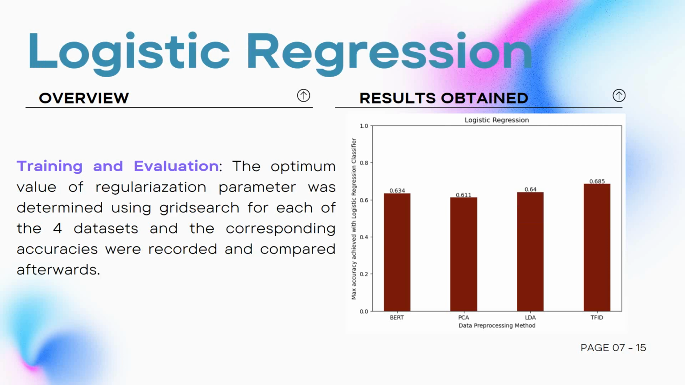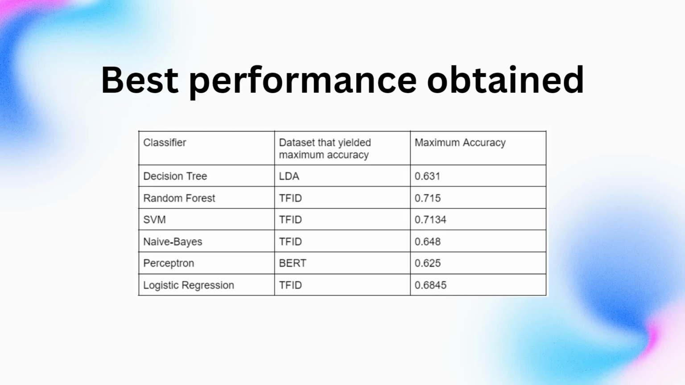For logistic regression, the optimum value of the regularization parameter was determined using grid search, and then the corresponding highest accuracies were recorded and compared. Overall, if we need to summarize it in one table, we can see that for each of the classifiers, the mentioned dataset yielded maximum accuracy, and the maximum accuracy was reported in the third column.